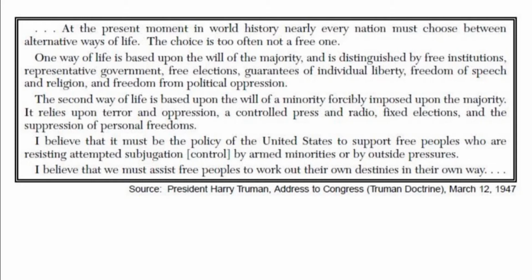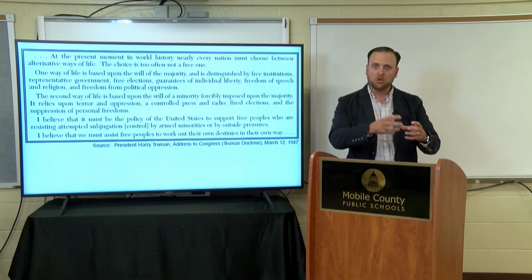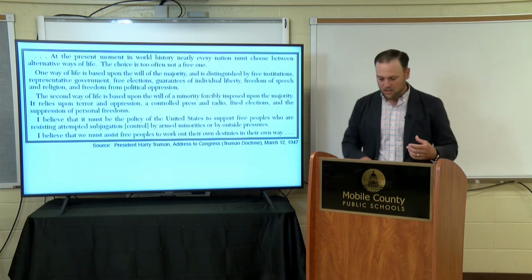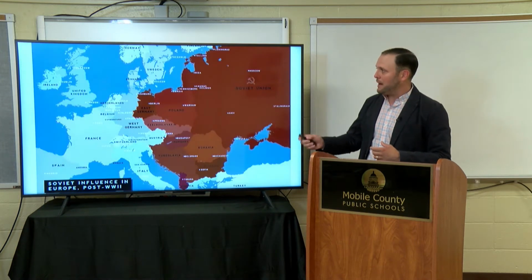So he's saying that there are two governments. There's freedom, which is democracy, and there's communism, which is the few controlling the many. Now, to help explain containment, I'm going back to this document.